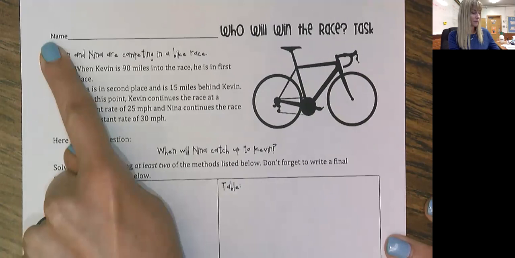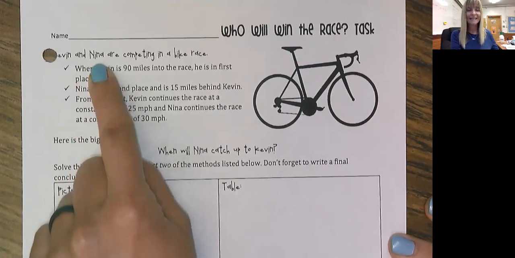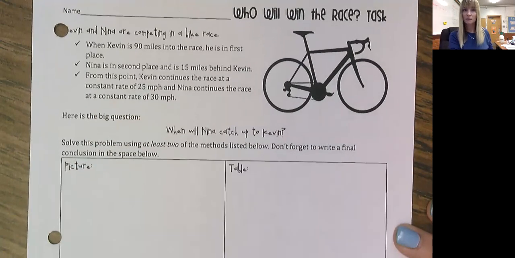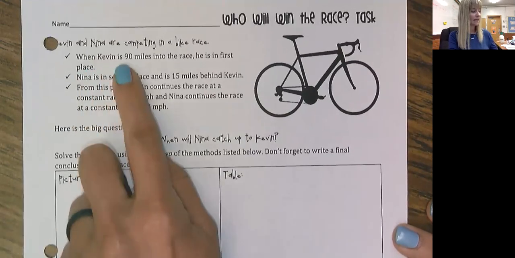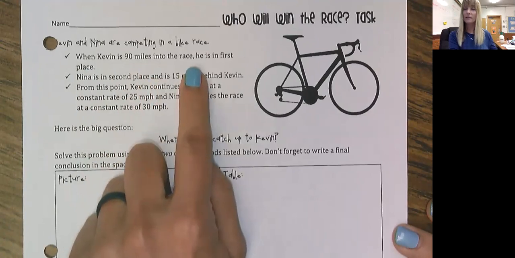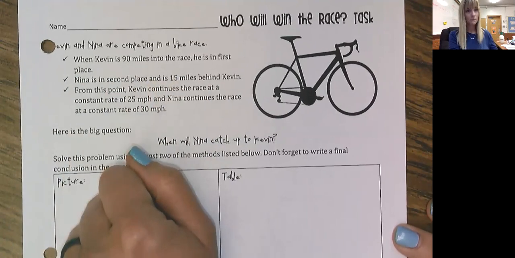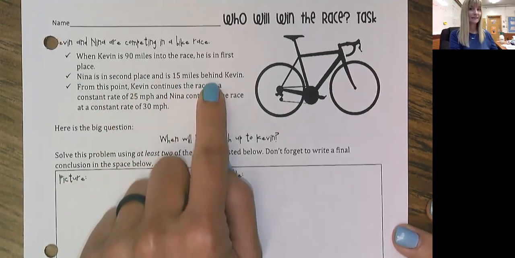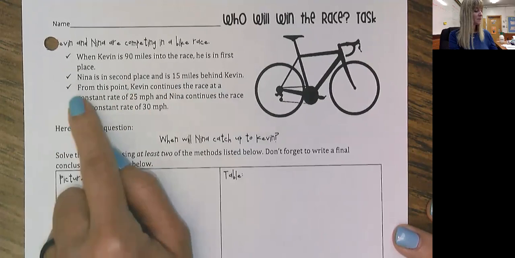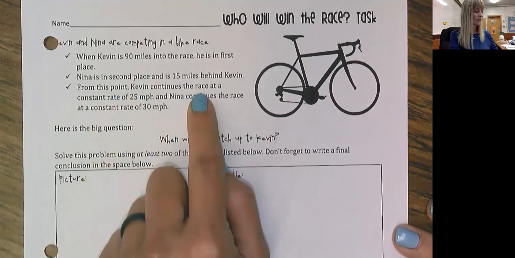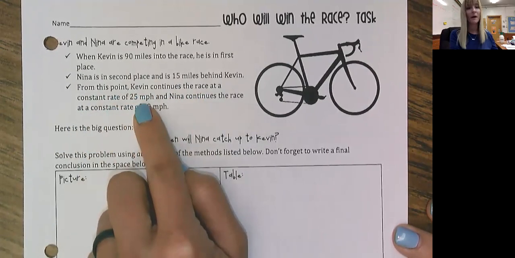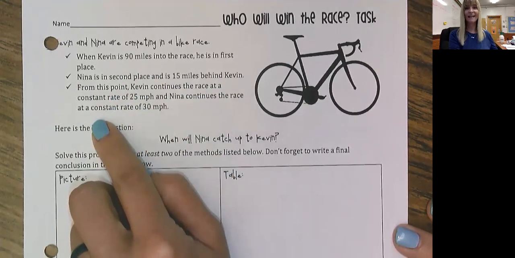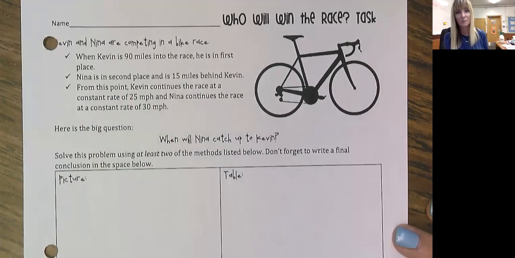Kevin, that got cut off there, but that name is Kevin. Kevin and Nina are competing in a bike race. Here's some information that we need to know to help us. When Kevin is 90 miles into the race, he is in first place. Nina is in second place and is 15 miles behind Kevin. From this point, Kevin continues the race at a constant rate of 25 miles per hour, and Nina continues the race at a constant rate of 30 miles per hour.